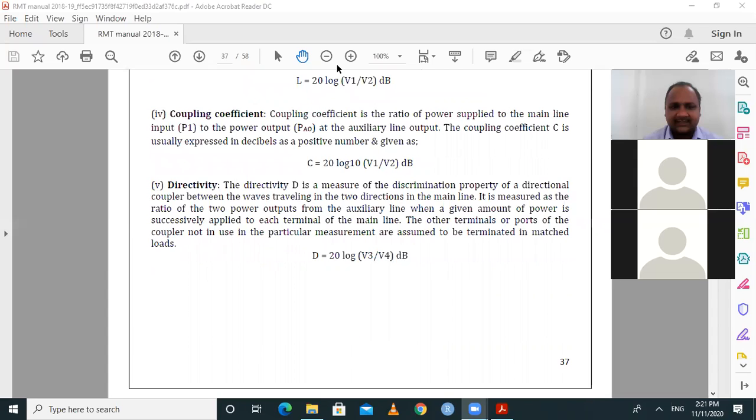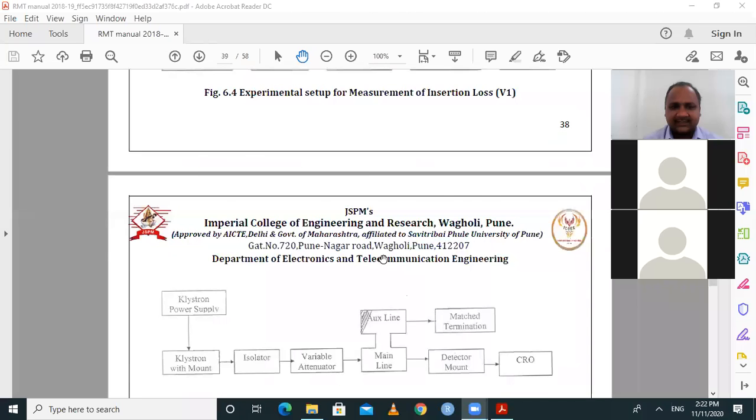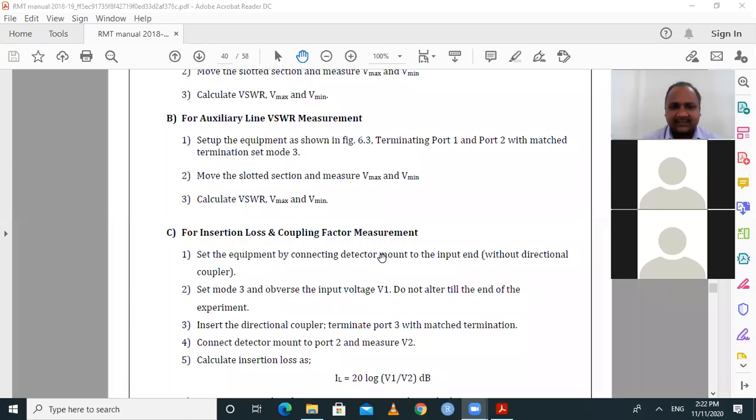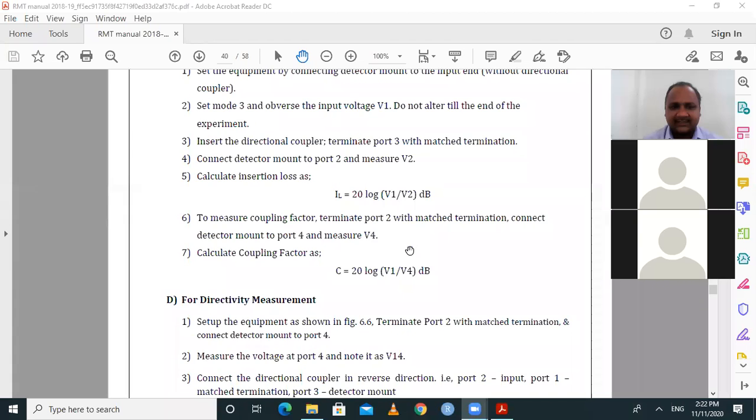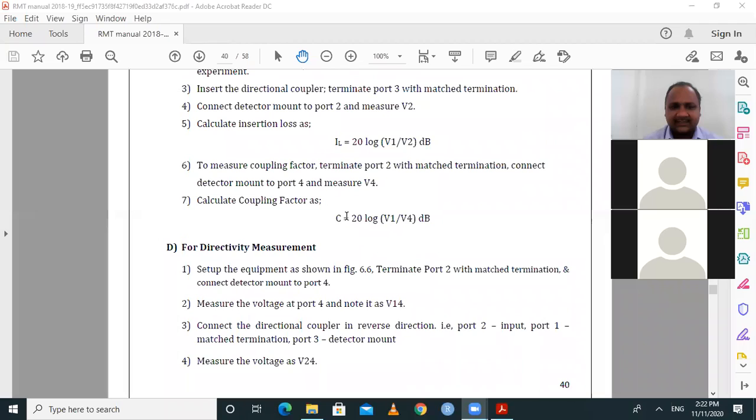But in practice, port 3 is terminated, so we have to modify these formulas. You can calculate insertion loss using 20 log to the base 10 V1 upon V2. V1 is input before insertion of directional coupler, and V2 is voltage after insertion of directional coupler. Similarly, you can find out the coupling factor. It is 20 log to the base 10 V1 upon V4. Here V1 is input at port number 1, and V4 is output at port number 4.